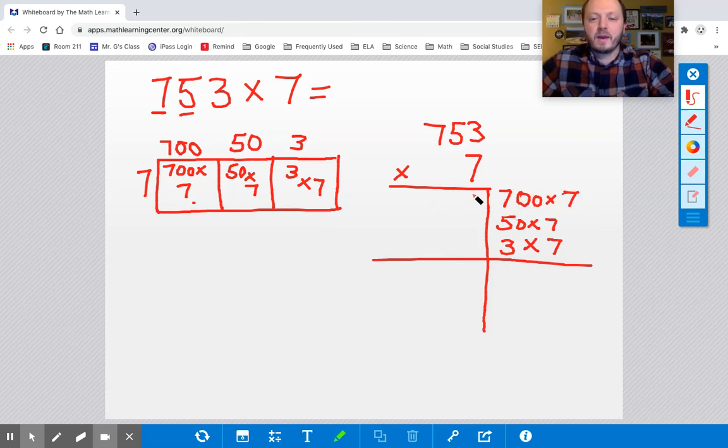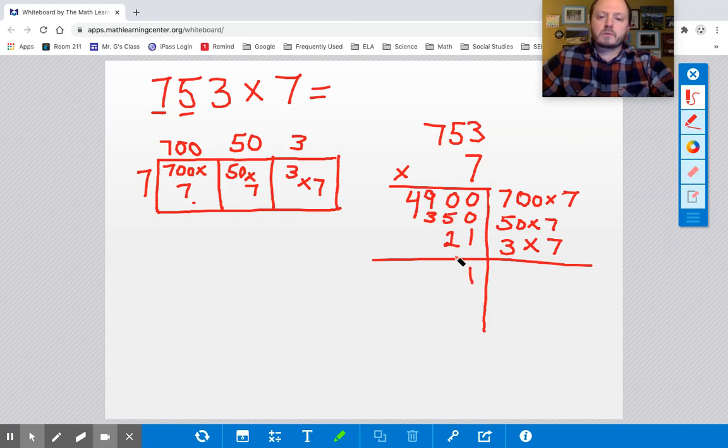Okay, so we have 7 times 7 is 49, and we extended it with 2 zeros, right? So 4,900, right? Now, 50 times 7, 5 times 7 is 35, so we have 350. And then 3 times 7 is 21. Okay, so 0 plus 0 plus 1 is 1. 5 plus 2 is 7. 9 plus 3 is 12.